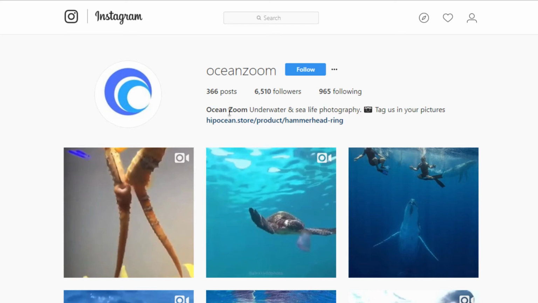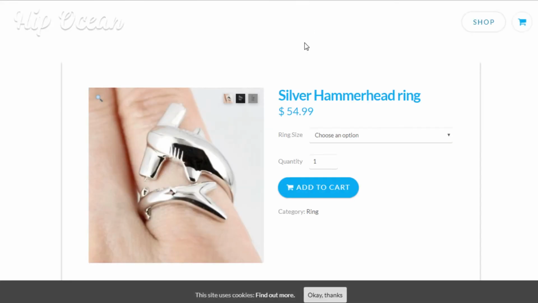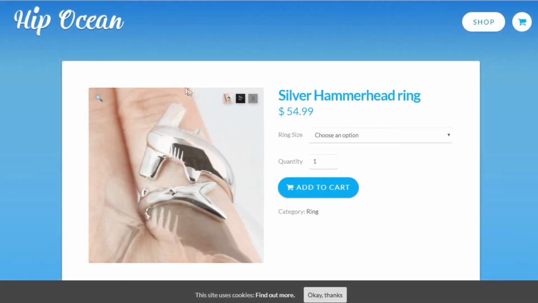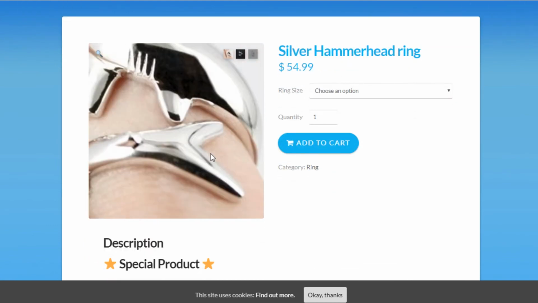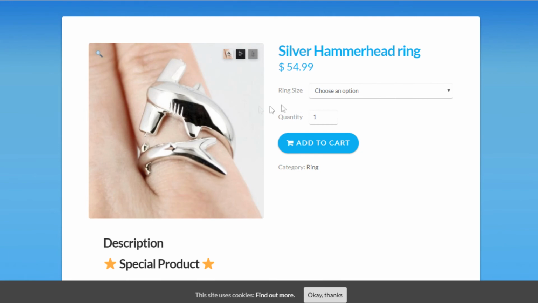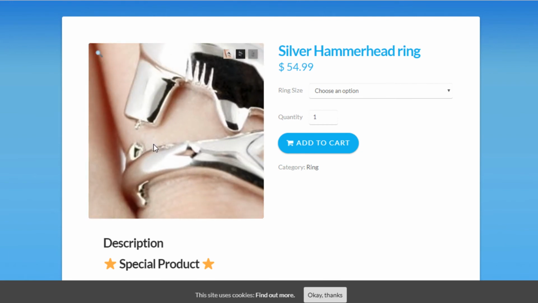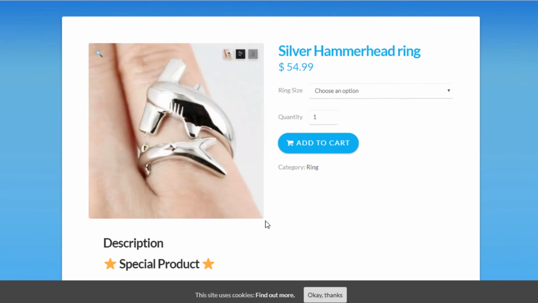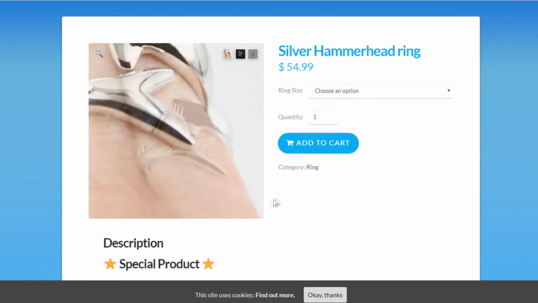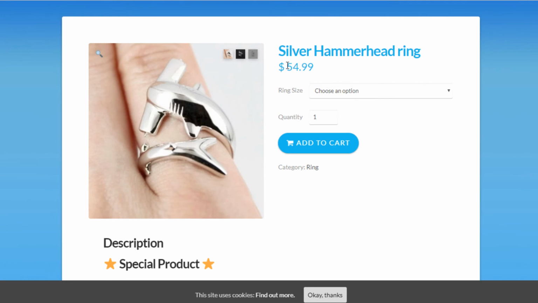So for instance, right here, I haven't visited the site yet, so I'm not sure exactly what to expect, but we're on this person's page, and we're going to check out their store. If you check right here, this person's selling a silver hammerhead ring for $54.99. I can probably go on AliExpress right now and find this product for $3 to $5 at most, maybe $10 at most. So that person is making at least a $40 markup, if not nearly a $50 markup on this product alone.